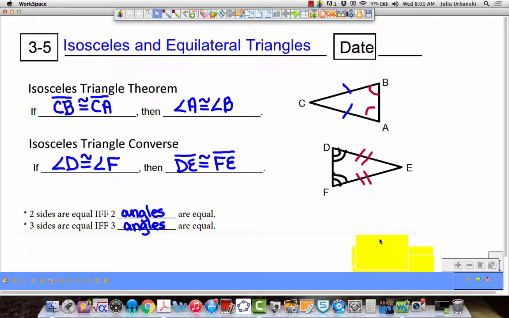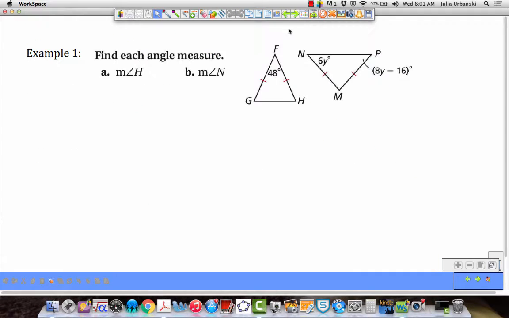So if you're ever looking for congruent angles, you have to look for the hints that you have in the sides. So our first example, is anyone still writing? First example here, find each angle measure. So let's look at letter A first. They want us to find angle H. I'm just going to circle that so we know that's the one we're going to try to find.